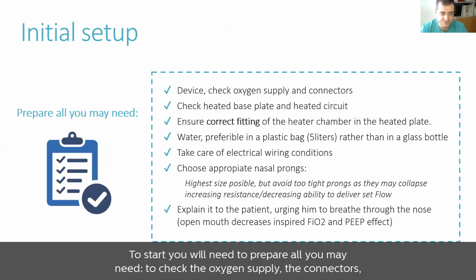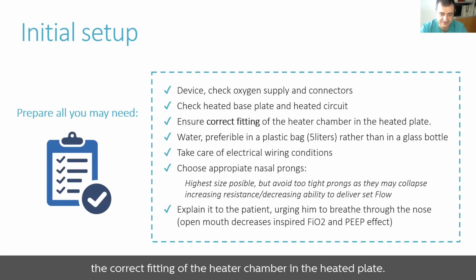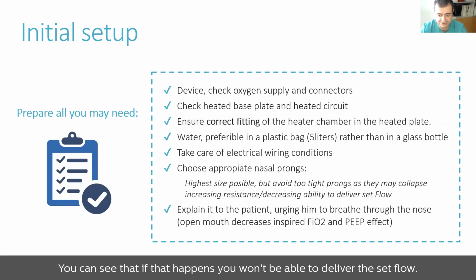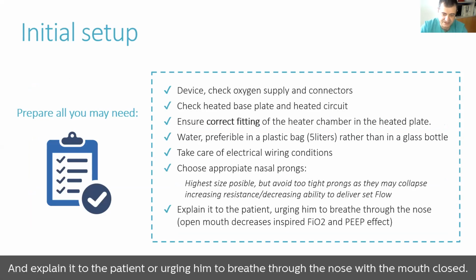To start, you will need to prepare everything: check the oxygen supply, the connectors, and the correct fitting of the heater chamber in the heated plate. This is very important to avoid problems with connection or overheating. Check the water, preferably in a plastic bag. Take care of any electrical wiring conditions; we are working with an open source of high flow oxygen. Choose the appropriate nasal prongs. Try to avoid collapsing the nasal prongs in the nostrils of the patient. If that happens, you won't be able to deliver the set flow. Explain it to the patient, urging him to breathe through the nose with the mouth closed.